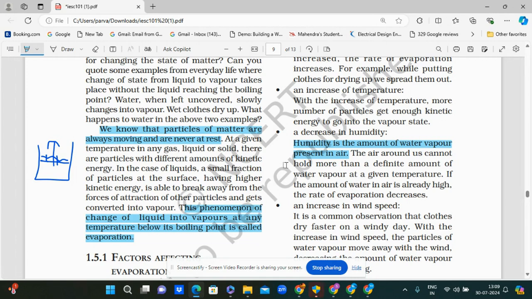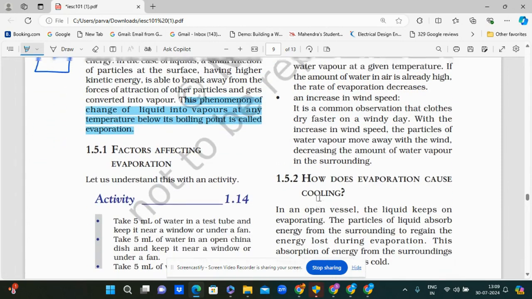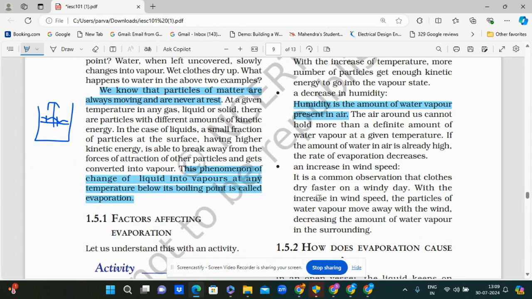The air around us cannot hold more than a certain amount of water vapor at a given temperature. So if the amount of water in air is high, the rate of evaporation decreases. The rate of evaporation increases because of a decrease in humidity. You can understand this when you dry clothes in the rainy season and in the summer season, which gets faster. If you put them out at 1 o'clock, you can take the clothes in by 4 o'clock. But during the rainy season it is not possible, right? Because the humidity is high.